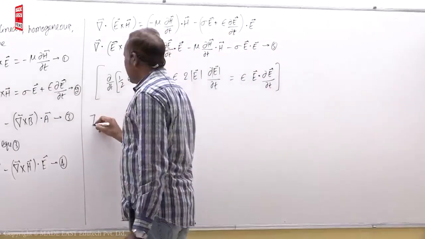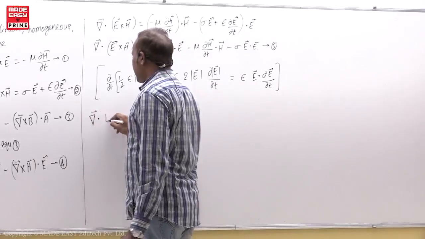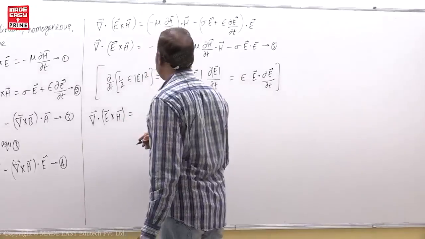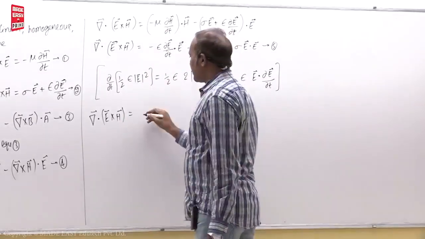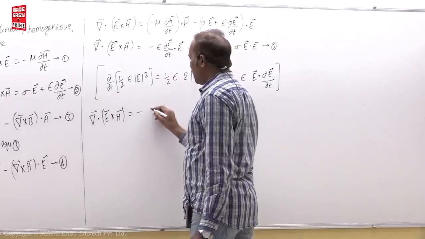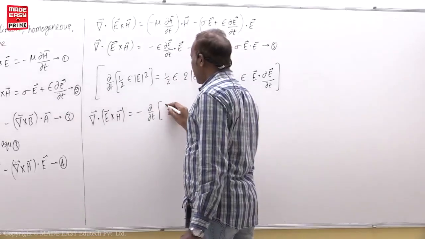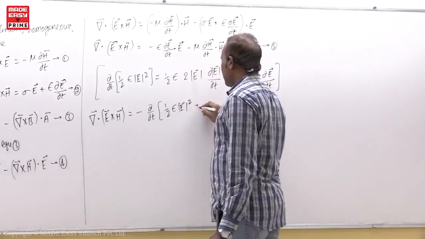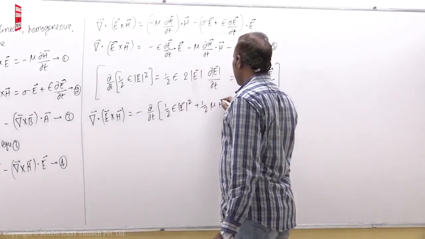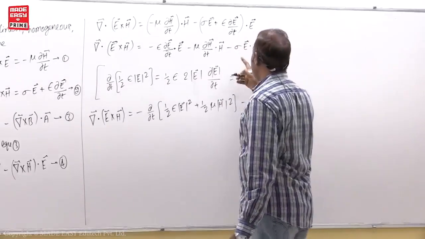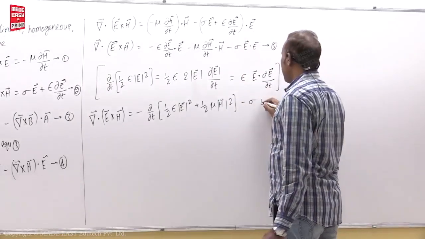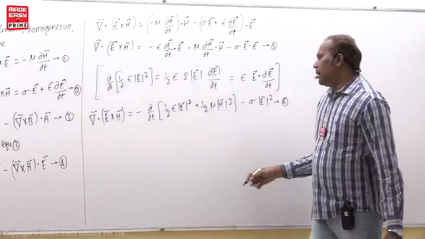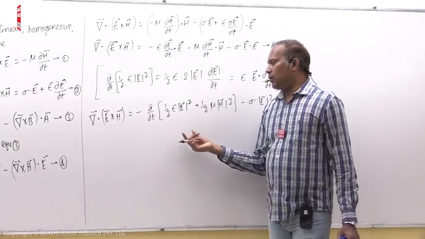Now you can write this equation like this: del cross H bar is equal to, this can be written like this. The minus is common for both of them. Then dou by dou t of half epsilon mod E square for this, and for this half mu mod H square, minus this one, which is actually sigma into mod E square. So this is equation number 6. Why we have written this, you might have understood now.